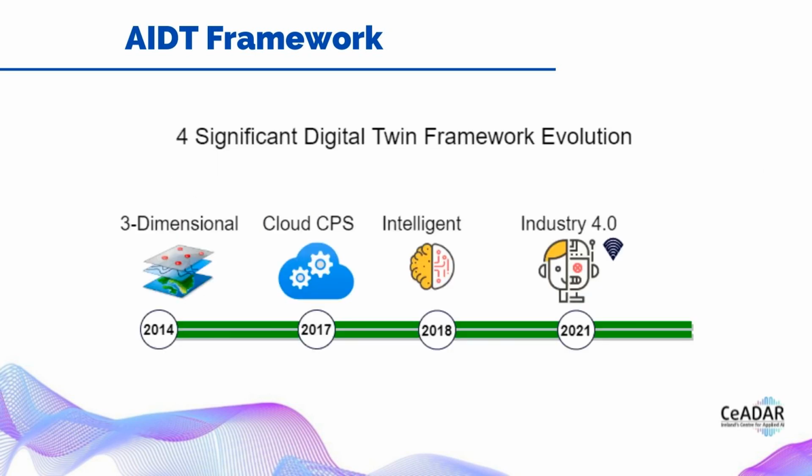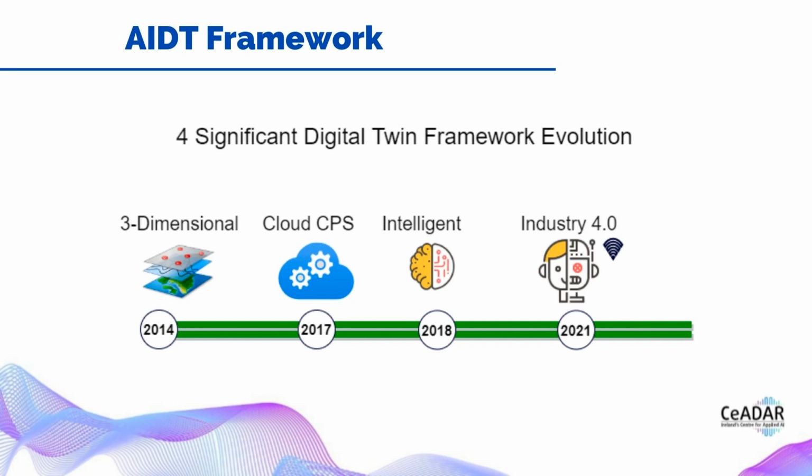Each of these frameworks has its advantage and disadvantage. The three-dimensional DT framework is simple to understand and implement, but it has limitations when it comes to handling open and use-oriented broader applications. And the cloud CPS-based DT framework is still for handling big data, but may pose a security risk due to the network connection.